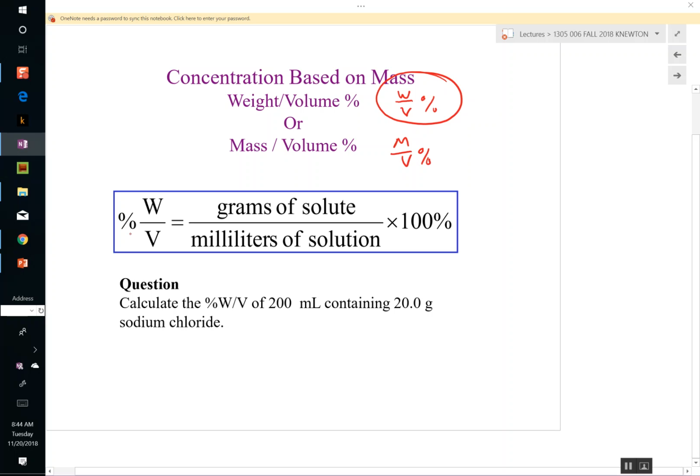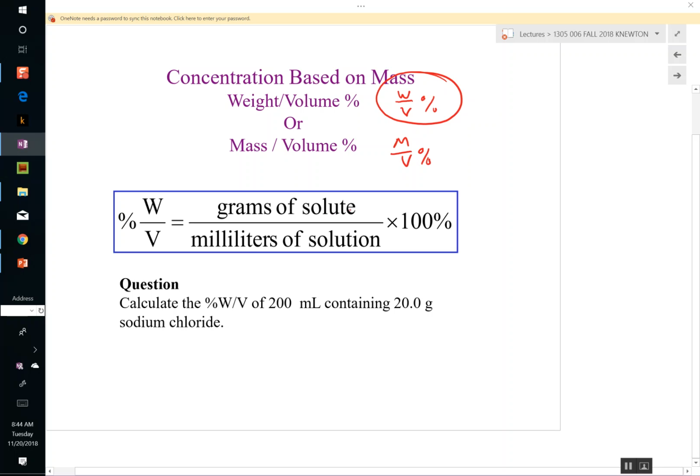And here's the definition. Grams of solute per milliliter of solution times 100%. Now you can see the weight volume percent is very different from molarity. In molarity, in the numerator you had moles. Here we have grams. In the denominator you had liters. Here we have milliliters. Okay? So don't get these two mixed up.